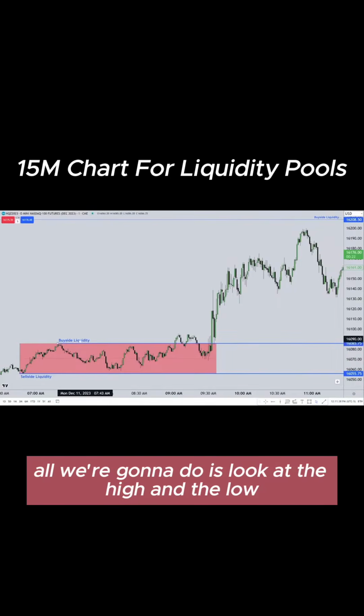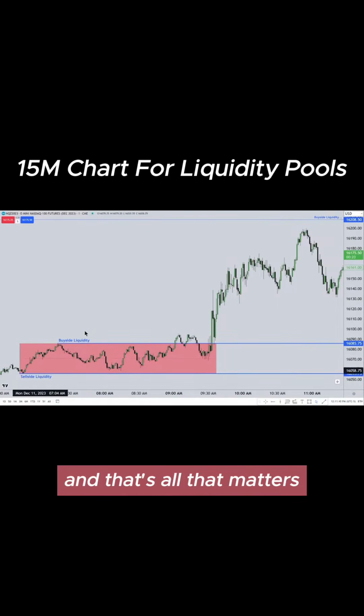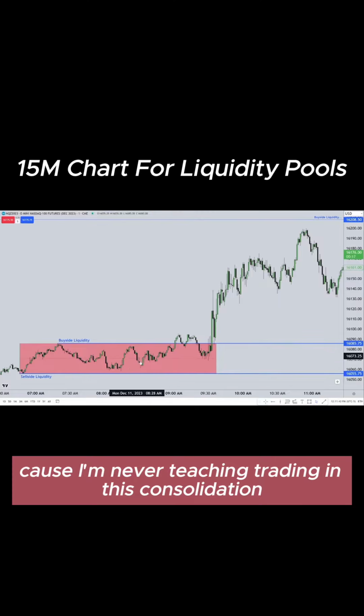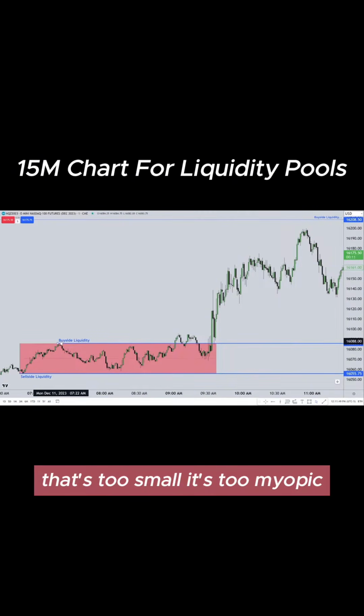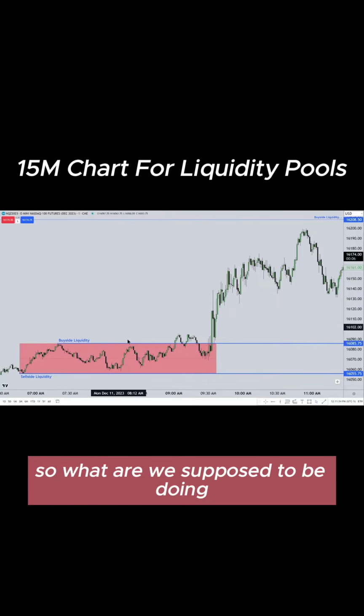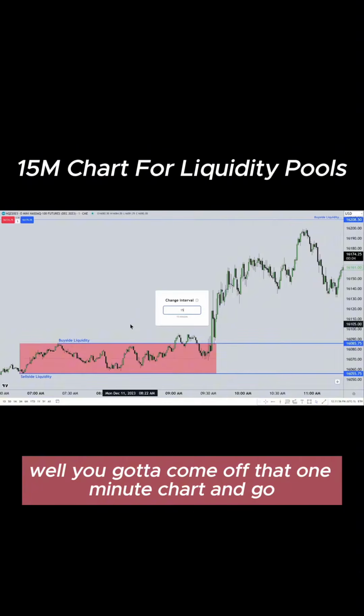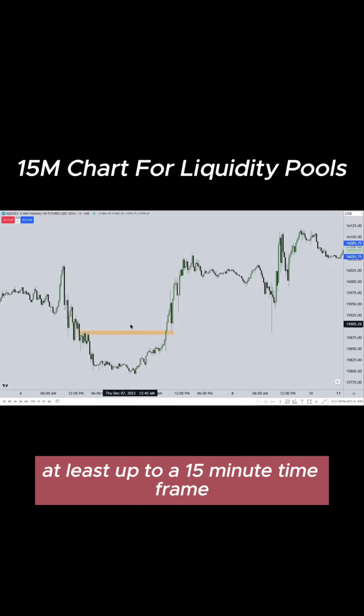Ourselves, okay, well, all we're going to do is look at the high and the low, and that's all that matters. Because I'm never teaching trading in this consolidation to get to just this level. That's too small. It's too myopic, and you're not going to do well if you're just looking at it like that. So what are we supposed to be doing? Well, you got to come off that 1 minute chart and go at least up to a 15-minute time frame.